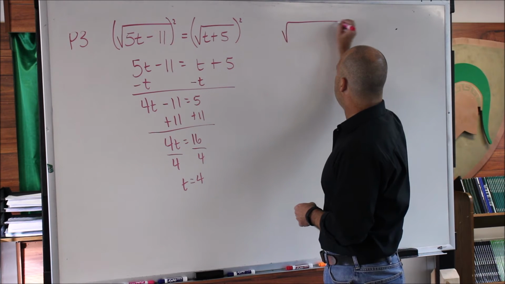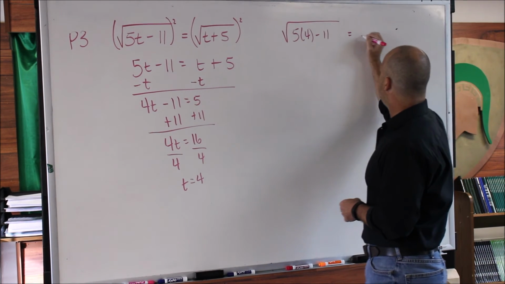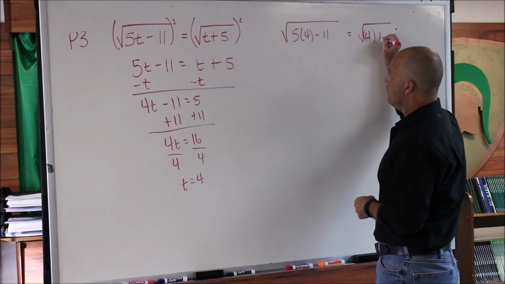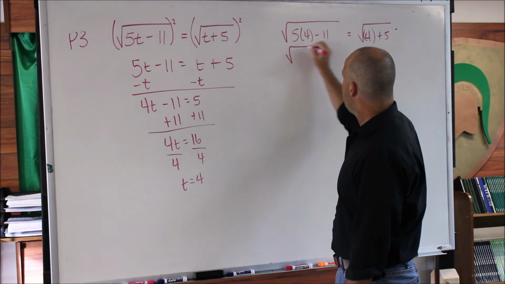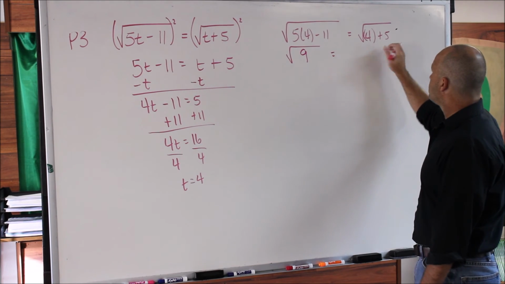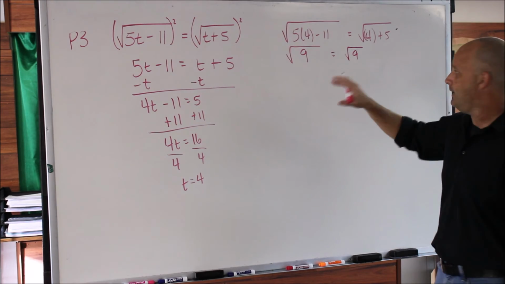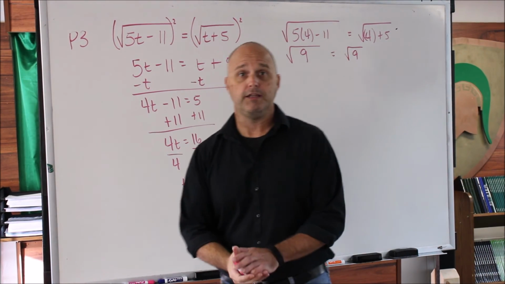So we're going to go the square root of 5 times 4 minus 11 is equal to the square root of 4 plus 5. So 5 times 4 is 20, minus 11 is 9, so we get the square root of 9 equals the square root of 4 plus 5, the square root of 9. We can stop right there because we can see that we've got equivalent sides, and we know that then t equals 4 is the correct solution.